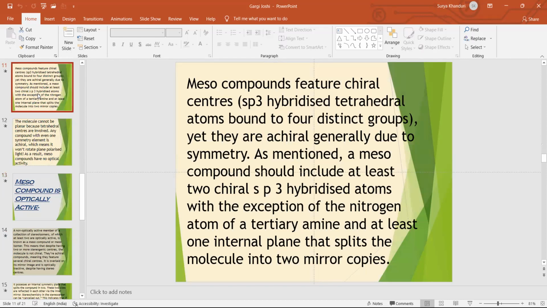Meso compounds feature chiral centers, sp3 hybridized tetrahedral atoms bound to four distinct groups, yet they are generally achiral due to symmetry. As mentioned, a meso compound should include at least two chiral sp3 hybridized atoms, with the exception of the nitrogen atom of a tertiary amine, and at least one internal plane that splits the molecule into two mirror copies.